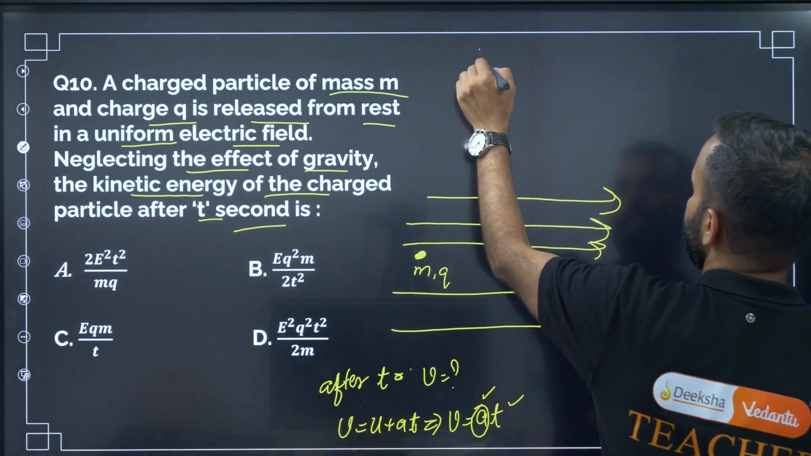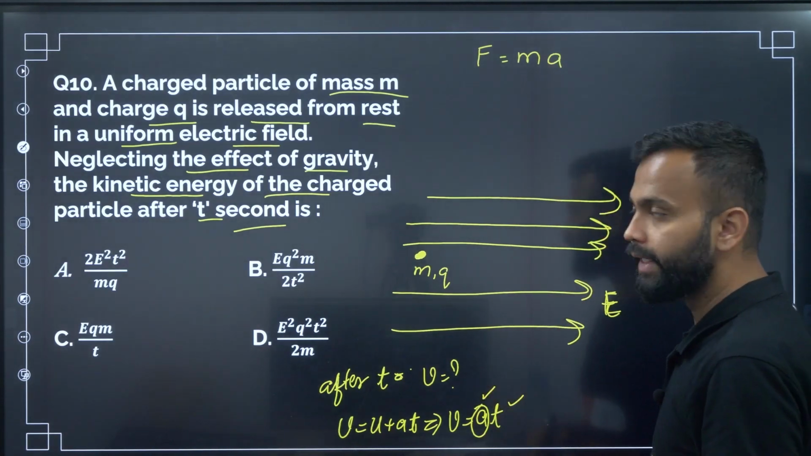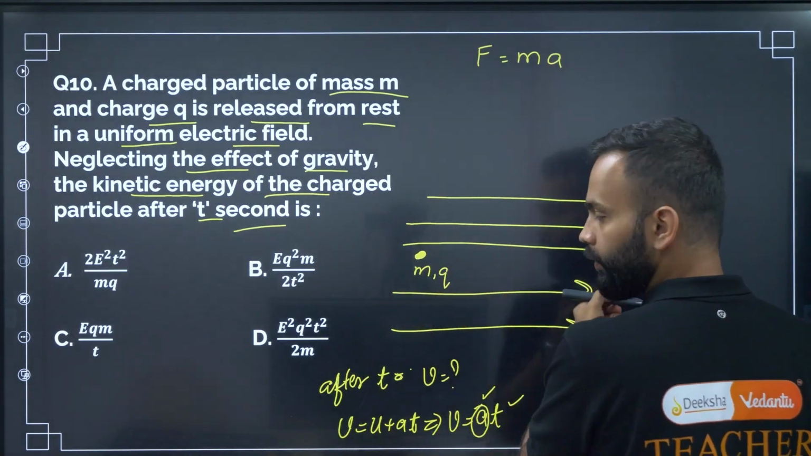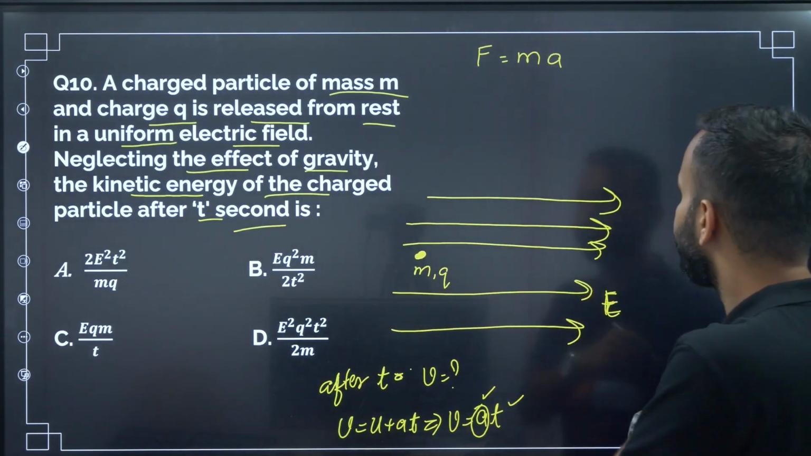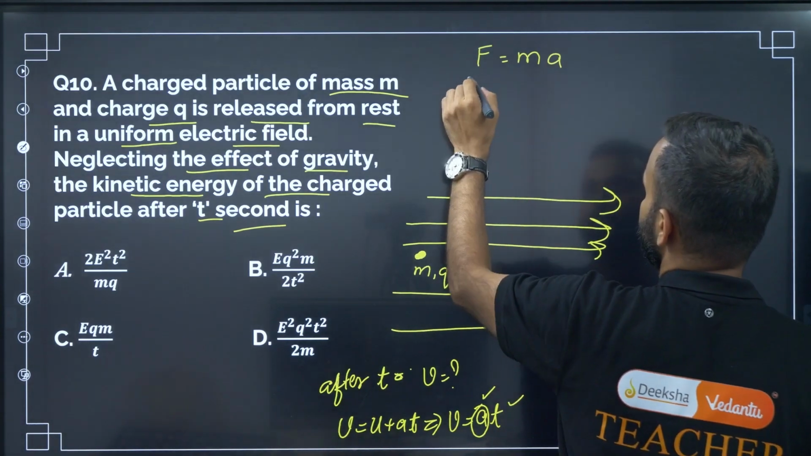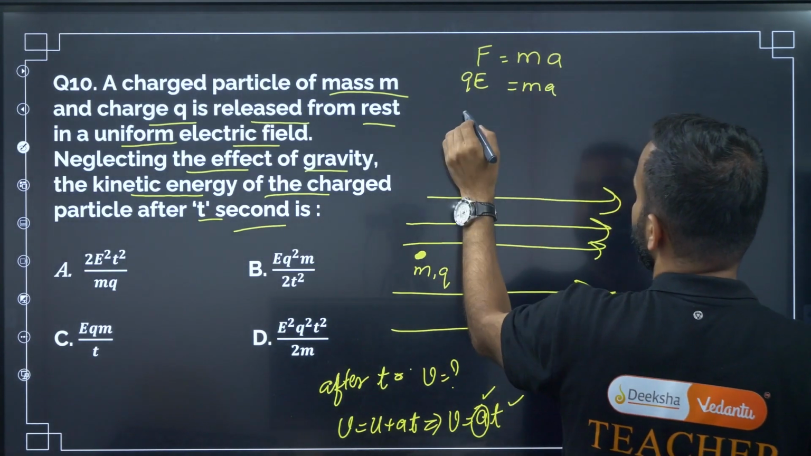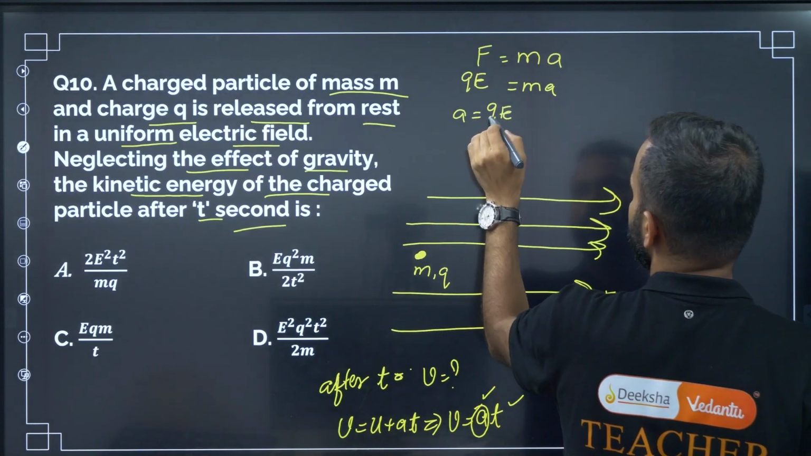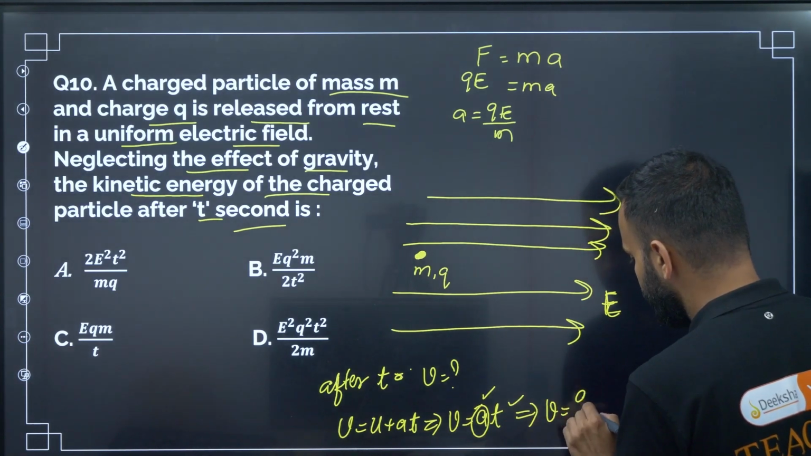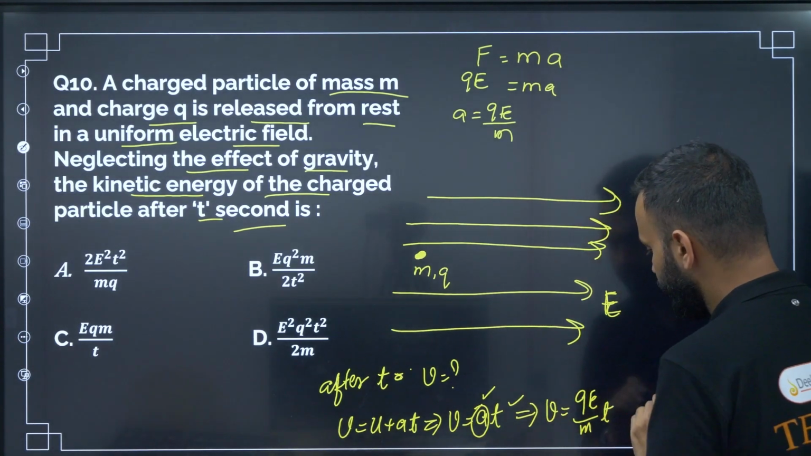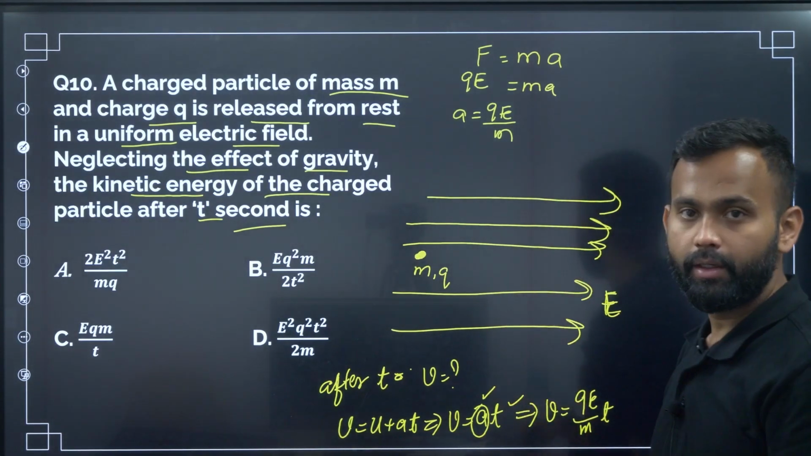The charged particle will get accelerated. So F equal to m into a, Newton's second law of motion. Here the direction of the force is horizontal, towards the right. This force is Q into E, the electrostatic force. Electrostatic force is equal to m into a. So now a equal to Q into E divided by m. So v is equal to a t, that is QE by m into t. Now we have found the velocity of the charged particle after time t.